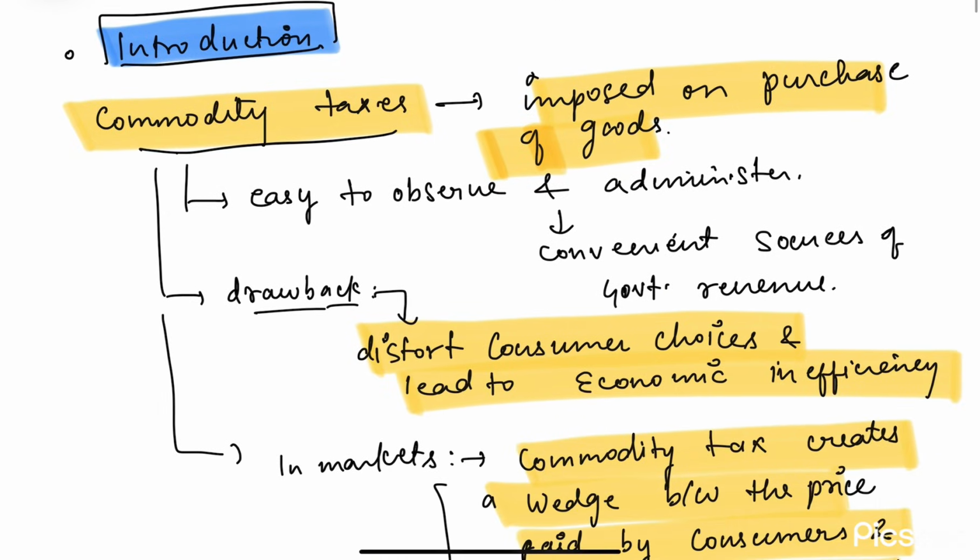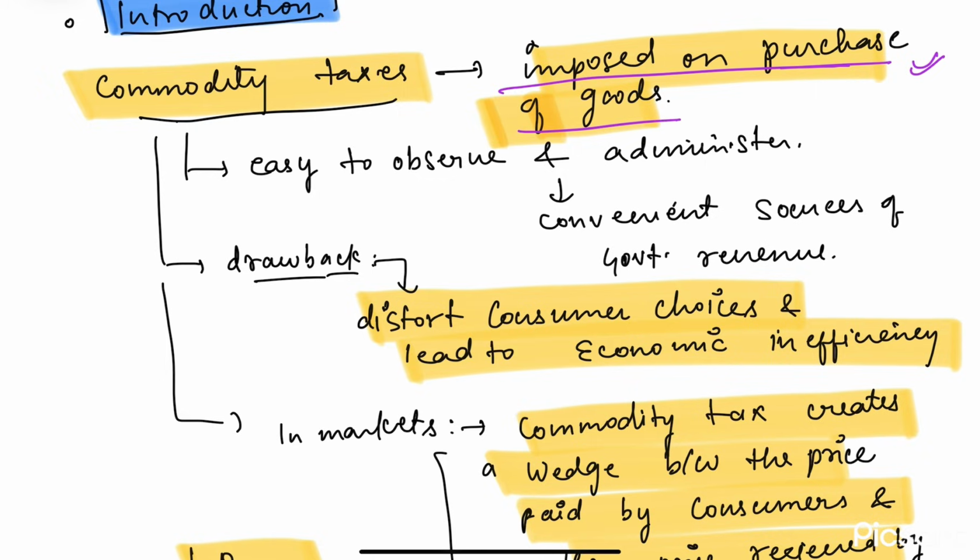So in the starting, as an introduction, what are commodity taxes? These are those taxes which are imposed on the purchase of goods. If you are going to a shop and buying anything, let's say a packet of bread, you are getting it for 20 rupees, but if a tax is applied on it, then you will get it for 25. So commodity taxes are those which are imposed on the purchase of a good.